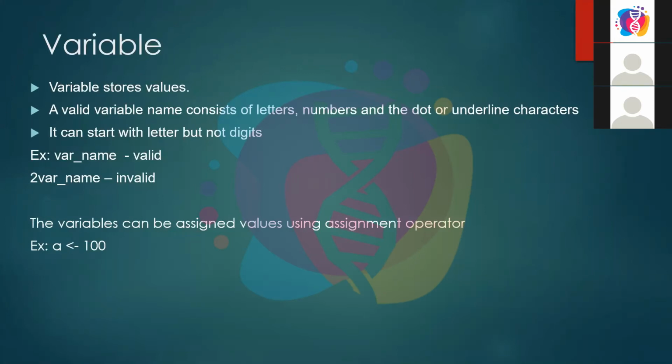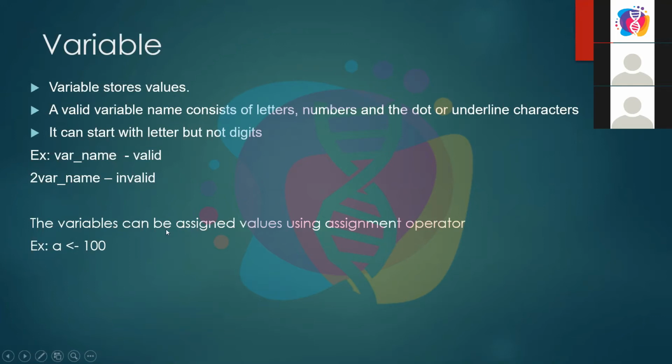So now let's understand what is a variable. So basically a variable is nothing but a storage container that stores values. So a valid variable name can consist of letters, numbers, and the dot or underline characters. So it usually begins with a letter but not with digits. For example, a valid variable name could be like this, var_name. However, you cannot start with a digit such as 2var_name. This is considered as invalid.